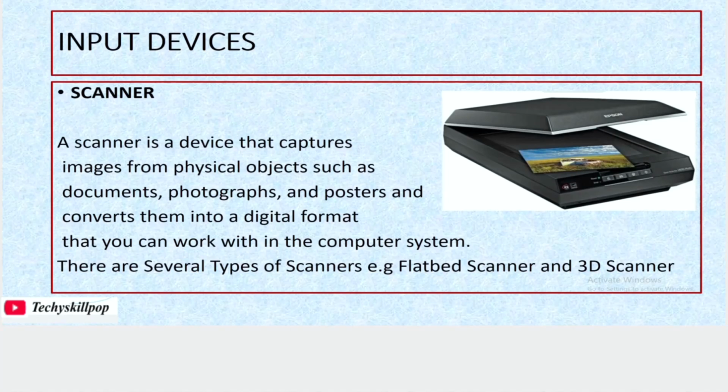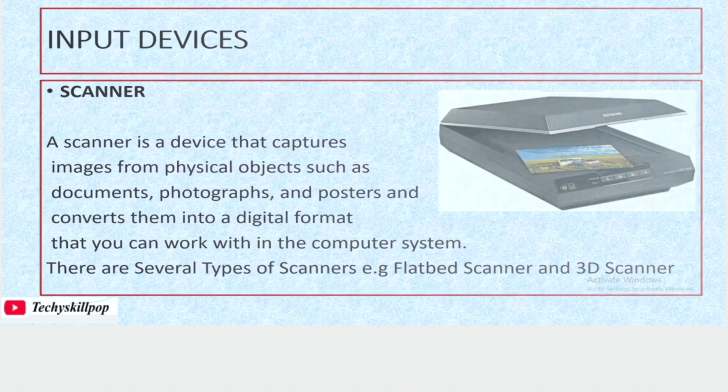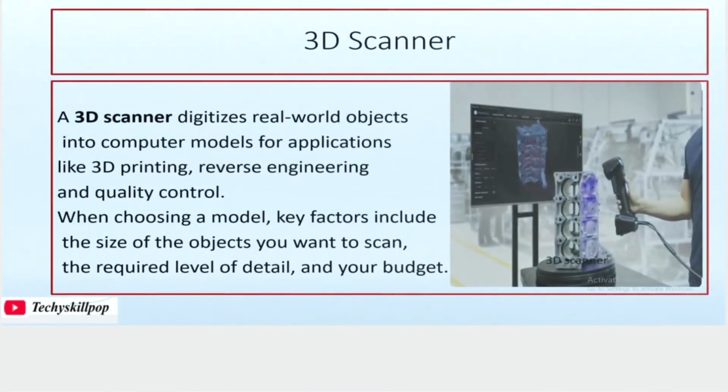We have the scanner. The scanner is a device that captures images from physical objects such as documents, photographs, and posters, and converts them into a digital format that you can work with in the computer system. There are several types of scanners, e.g. the flatbed scanners and the 3D scanner.